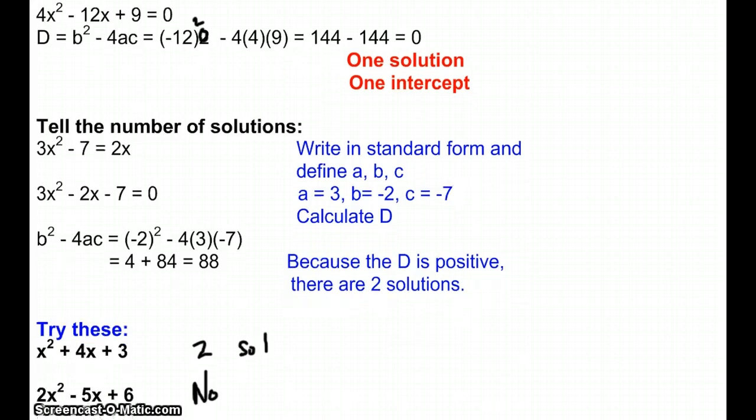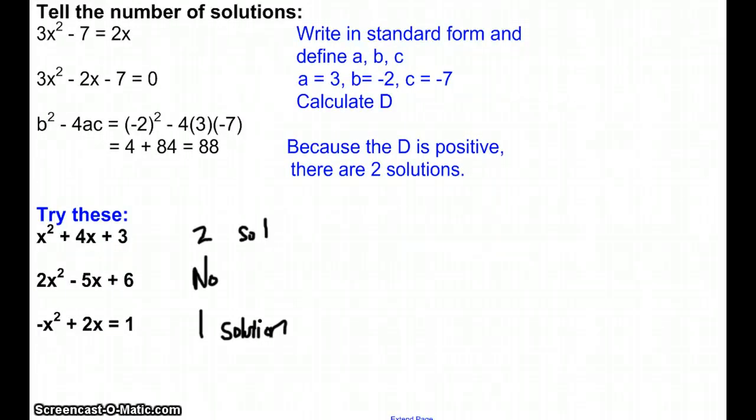Take a look at these. Move these up a little bit for you. This is x squared plus 4x plus 3. Calculate the discriminant. You should get a positive answer. That means there are two solutions.